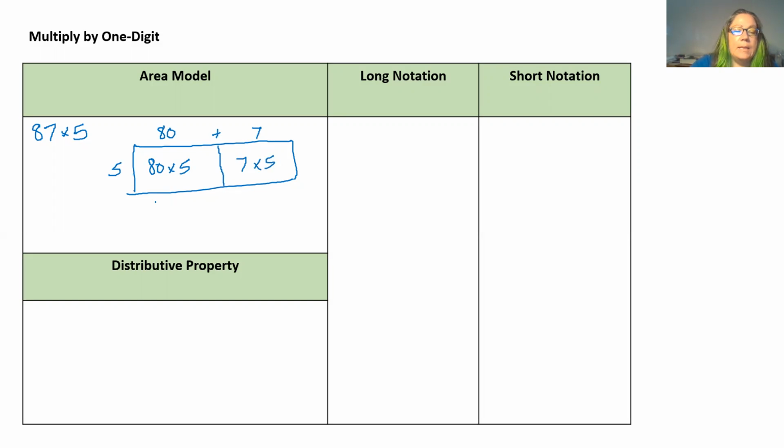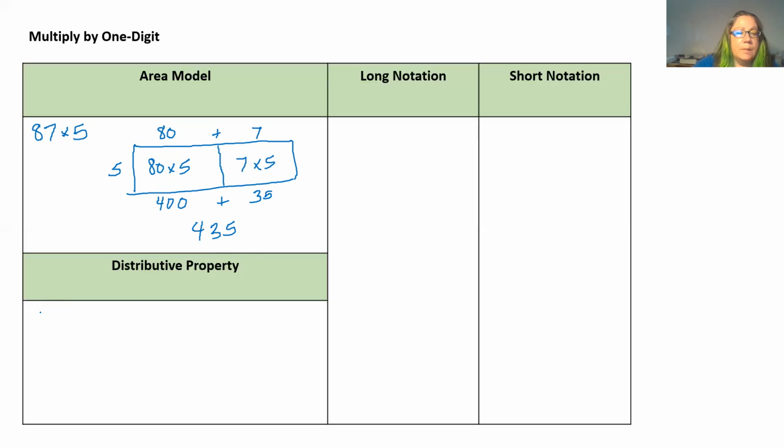All right, 80 times 5 is the same as 8 times 5, 40, with a 0 after it, because there's a 0 after the 8 in 80. And then 7 times 5 is 35. Underneath the line, I copy the plus sign from earlier, and then I add my two parts together, and there's my answer.